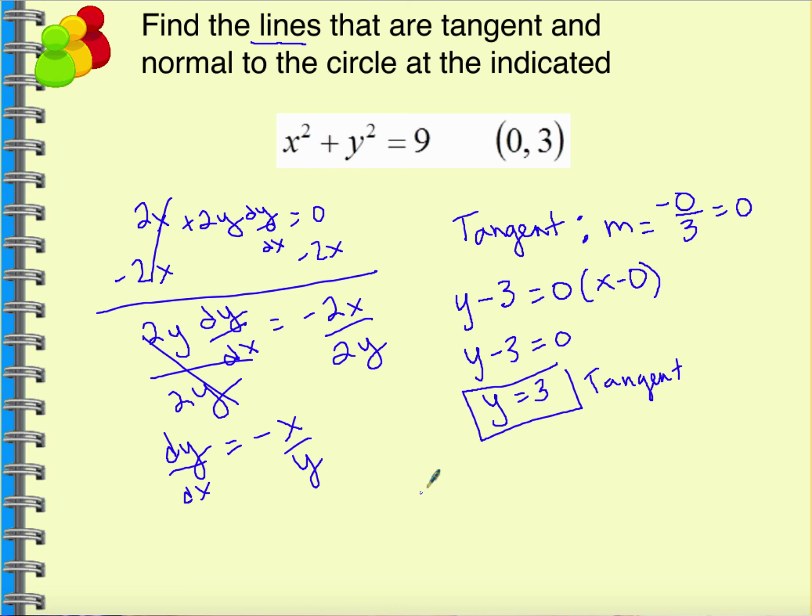Now the normal line is the opposite reciprocal slope. So we use the symbol, it's like this upside down T, that's a perpendicular line. That's what a normal line is, it's perpendicular. So we say the normal slope is the opposite sign and reciprocal. Oh my goodness, Mrs. Rajewski. Let's do it this way. The opposite of the reciprocal, like this.